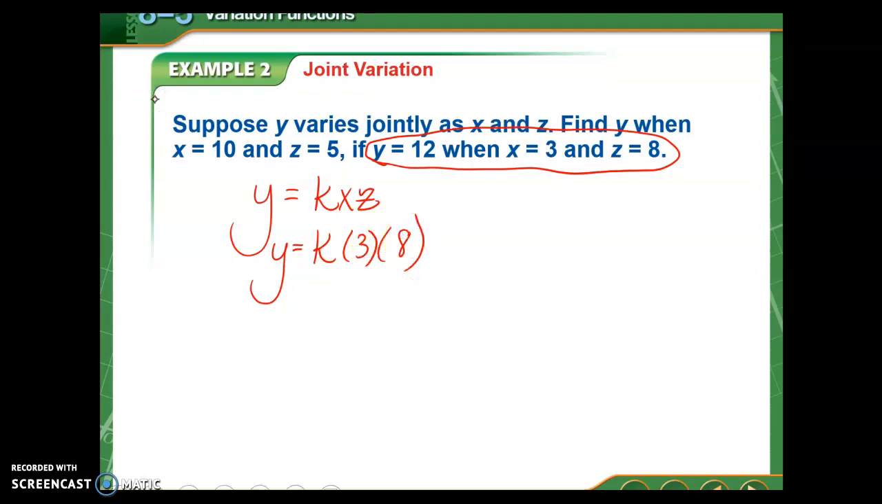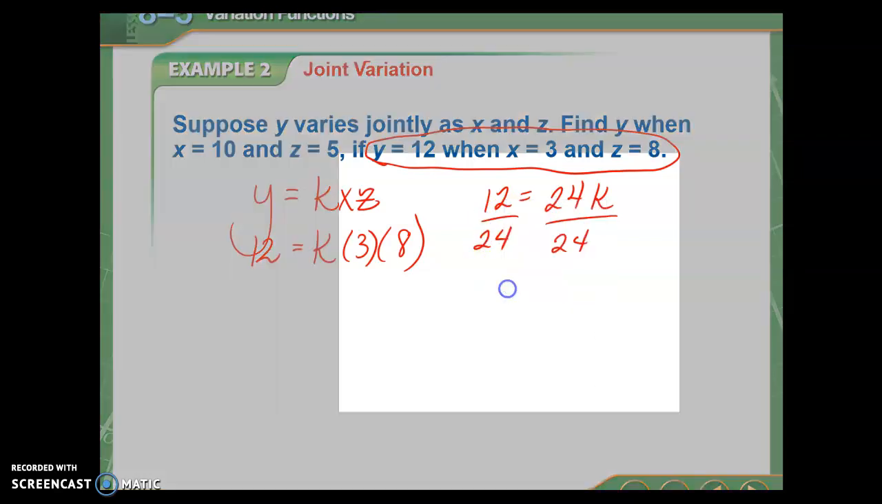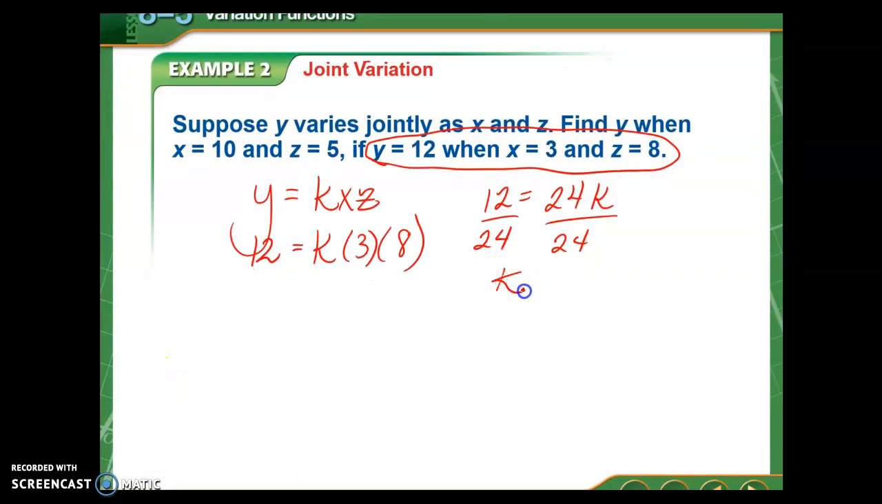And oops, y was 12 when x was 3 and z was 8. So I have 12 equals 24k divided by 24, so I can find that constant. So k equals 0.5. So my equation then is y equals 0.5 times xz, and this gives me an equation for any situation.